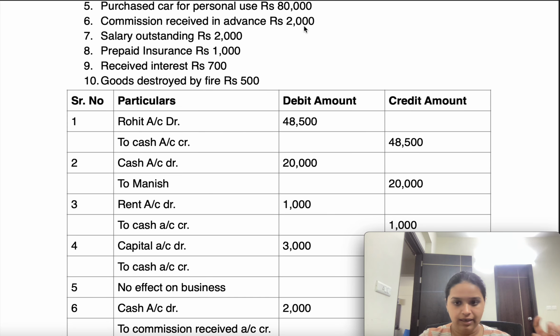Commission received, it is his income, so it comes under nominal account. It should be credited as per the rule, right? And he received the cash also, cash account debit to commission received.